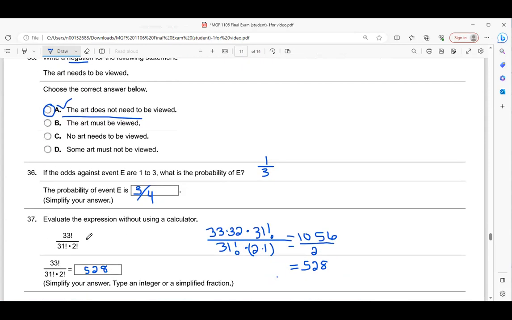For 36, if the odds against an event are 1 to 3, that's 1 out of 3 chances that are against that event occurring. Okay, one out of 3. But what is the probability that that event will occur? That means there are 3 chances that it may occur. 1/3, 3 chances that it will occur.